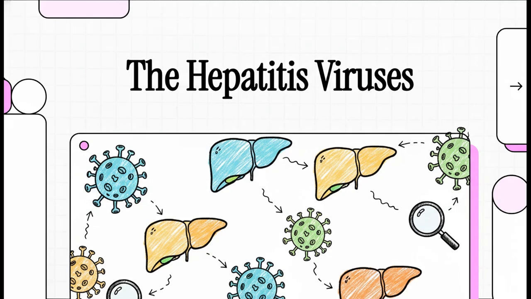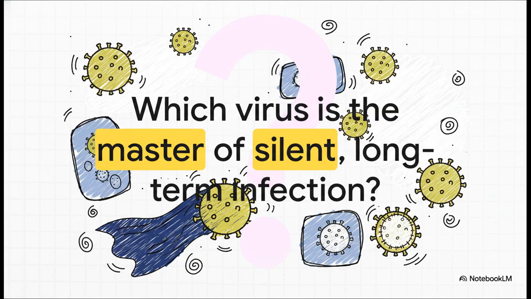All right, for this explainer, we're cracking open a case file on a whole family of viruses that all have one primary target, the human liver. So welcome to our viral investigation into the 5 main types of hepatitis. And that brings us to the central mystery we're trying to solve today.